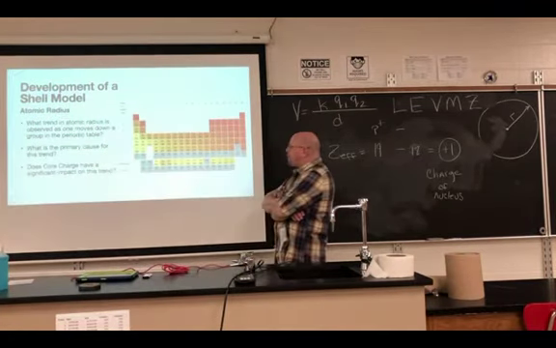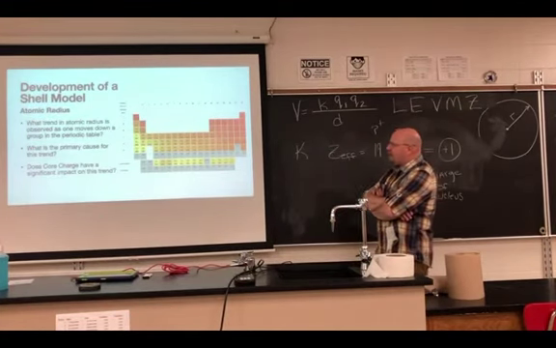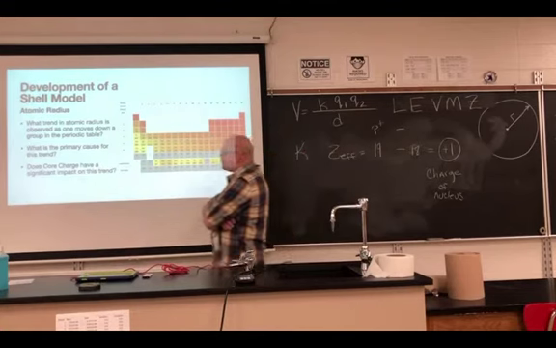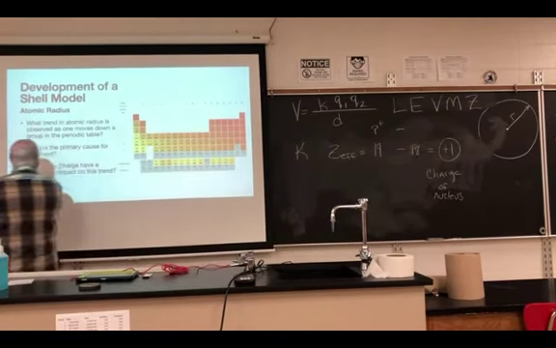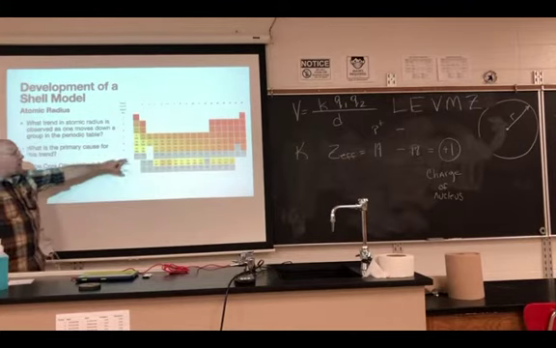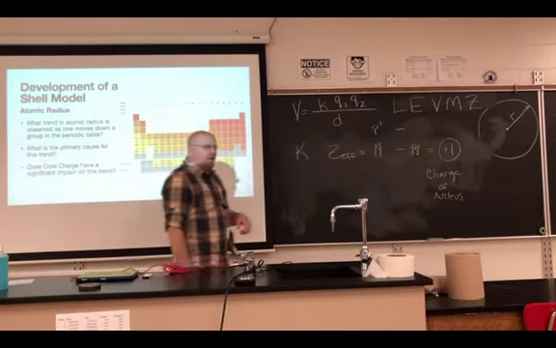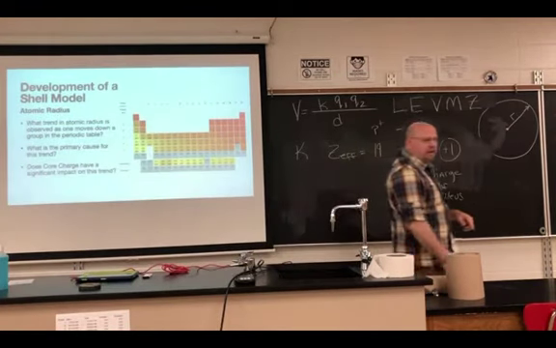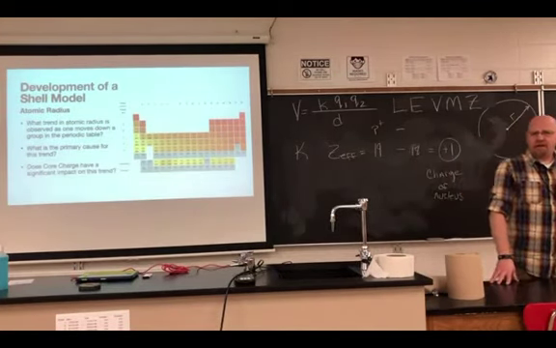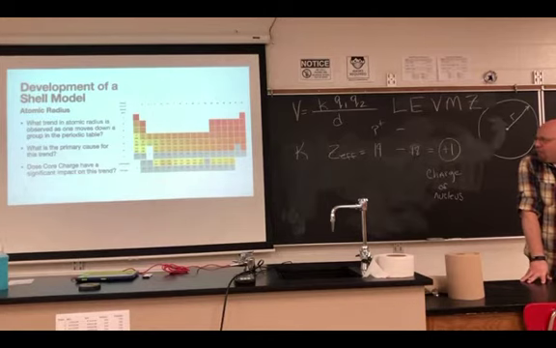If we go to answer the questions that I'm asking over there, let's start off with the first. What trend in atomic radius is observed as one moves down a group? Up and down on a periodic table is called a group. It's also called a family, not as frequently. We're going to call them a group. So as you go down a group, what's the trend in atomic radius?